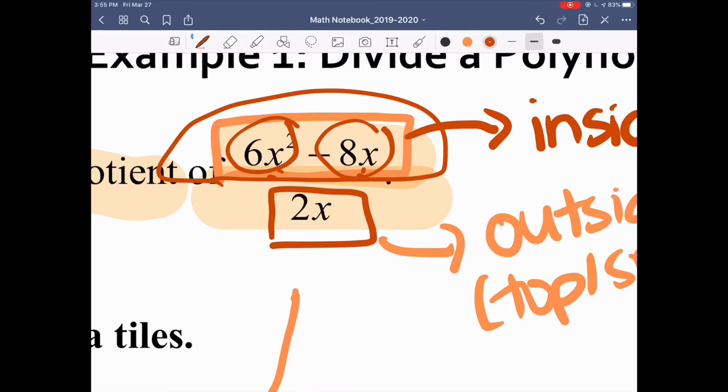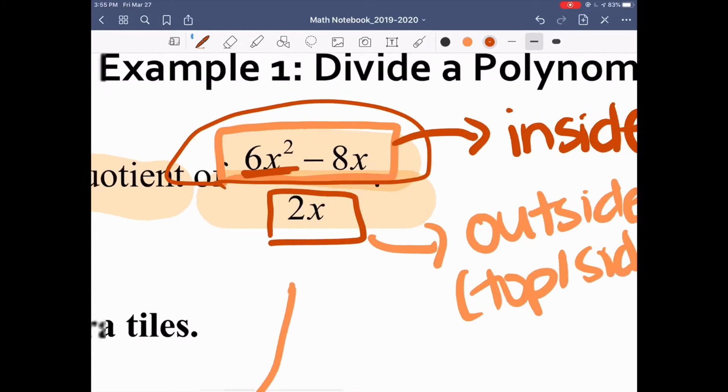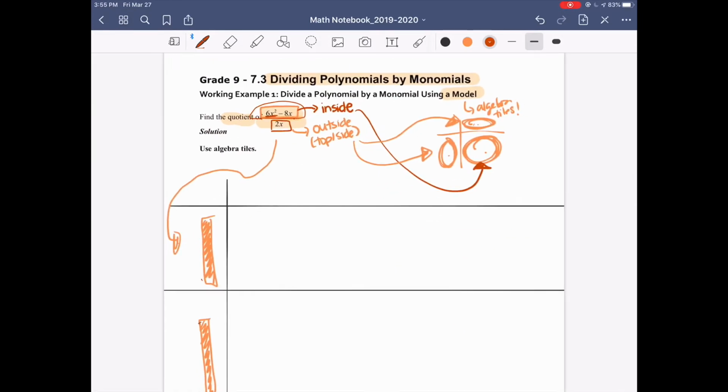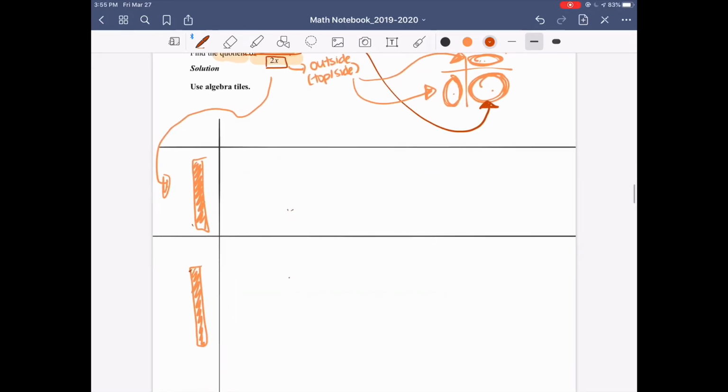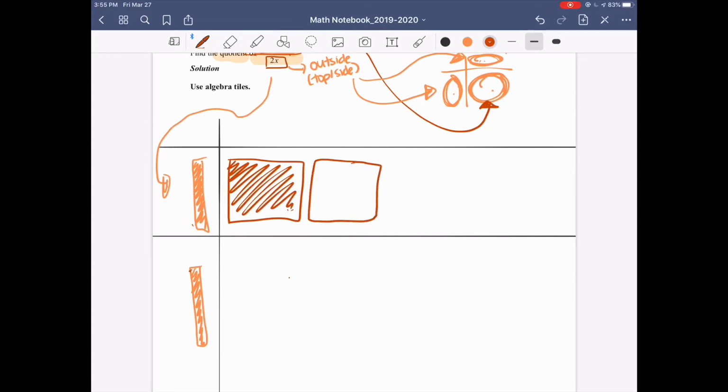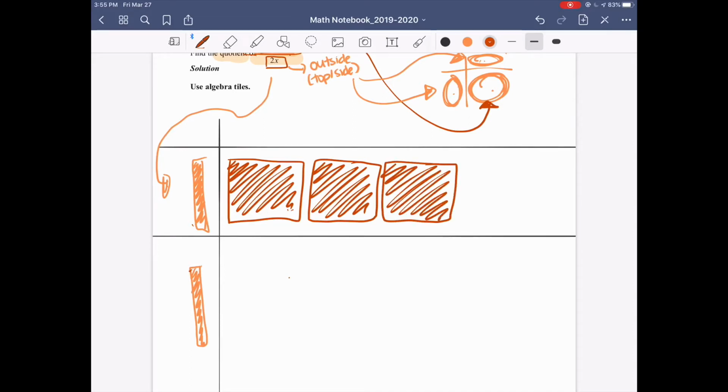What do I mean by that? Well, we have 6 x squared tiles and 2 x tiles. How do we split up the 6x squared tiles evenly? Well, 6 divided by 2, we can do 3 for each one. So we're going to draw 3 x squared tiles for each of these 2x tiles right here.